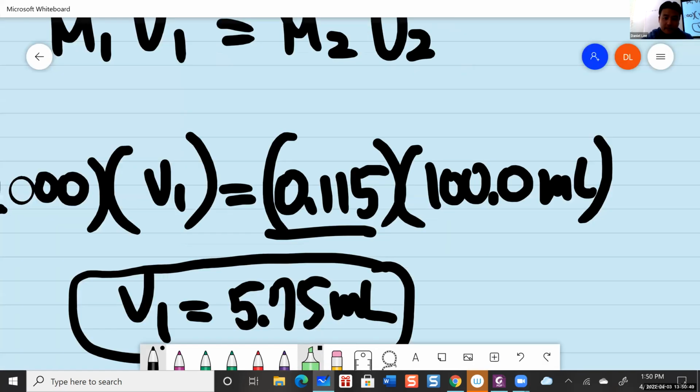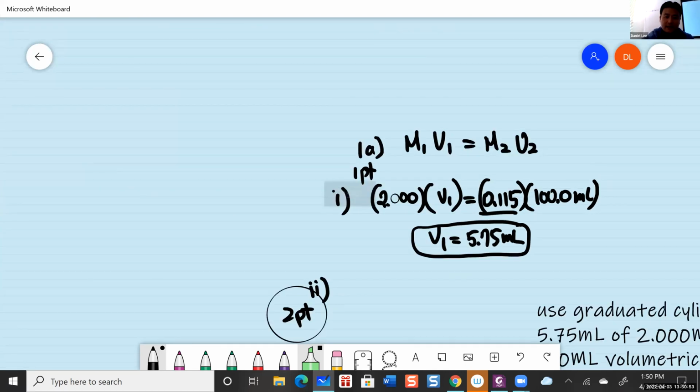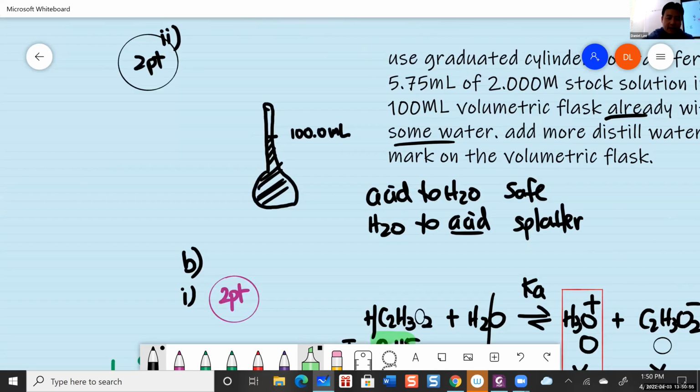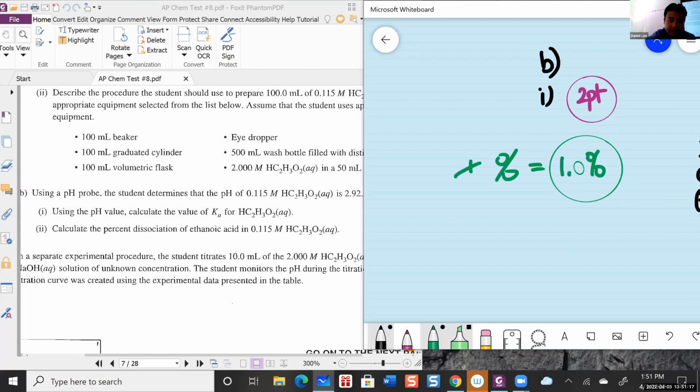Again, that's 1 point. Okay. So let's see what got cut off here. Okay, so percent dissociation here. Let me just write it in. So this would be 1.0%, right? It's x divided by 0.115. All right, let me put it back. And let's look at the next one.